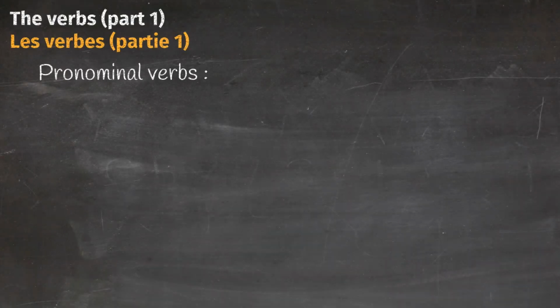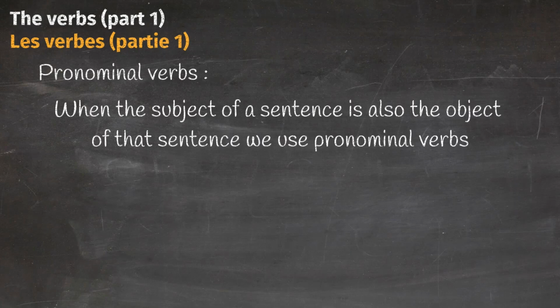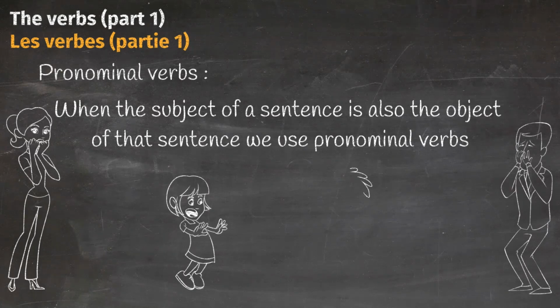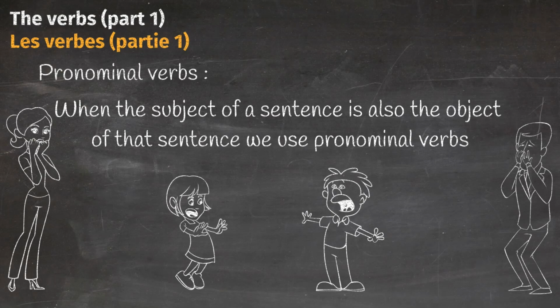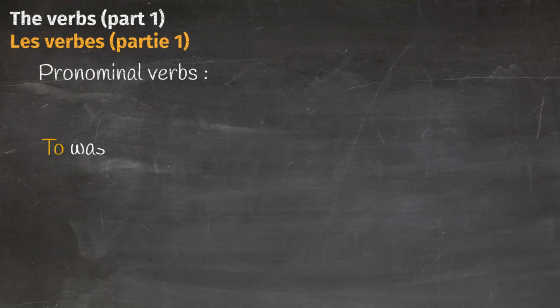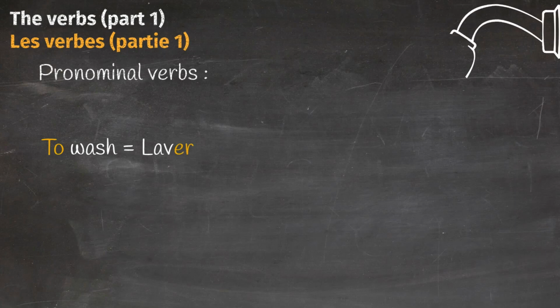The last thing I want to share with you is that we have a subgroup called pronominal verbs. When the subject of a sentence is also the object of that sentence, we use pronominal verbs. And don't panic, in a few minutes you'll learn everything about reflexive pronouns and pronominal verbs. Let's use the verb to wash. Laver. Imagine you want to say, I wash the car.